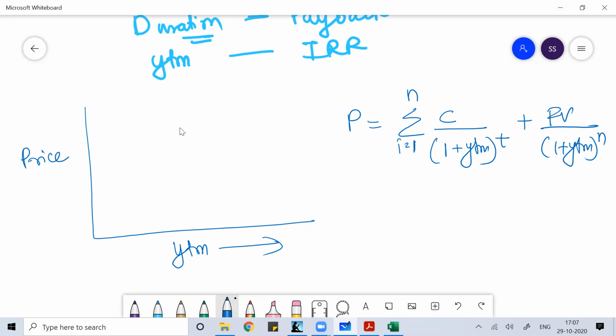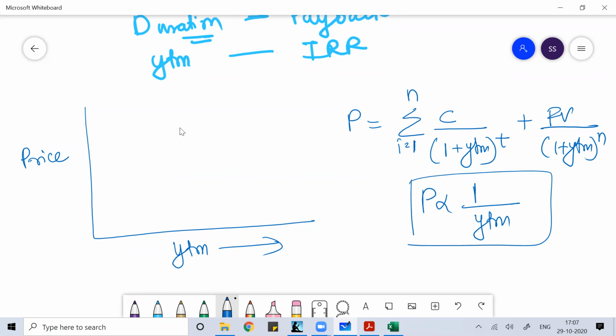Here, coupon and face value are constant. With this you can say that the price is inversely proportional to YTM. The relationship between price and YTM should be an inverse relationship: when you increase the YTM, the price will decrease, and when you decrease the YTM, the price will increase. So this is the graph for that inverse relationship.